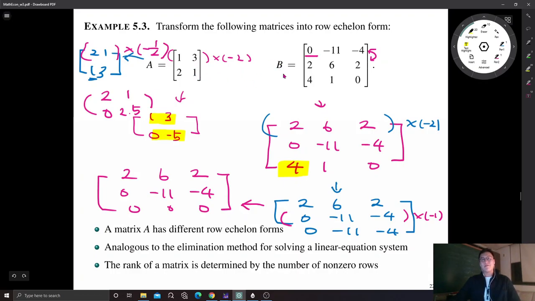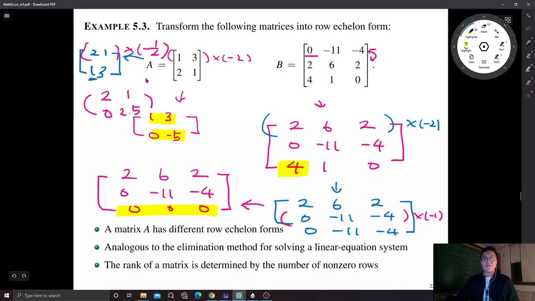Okay, what about matrix B? After transformation, we have a 1, 0 vector in the last row, but the first two rows are non-zero vectors. Although this is a 3 by 3 matrix, so the number of linearly independent rows may be 3, it turns out that the rank of matrix B is just 2.